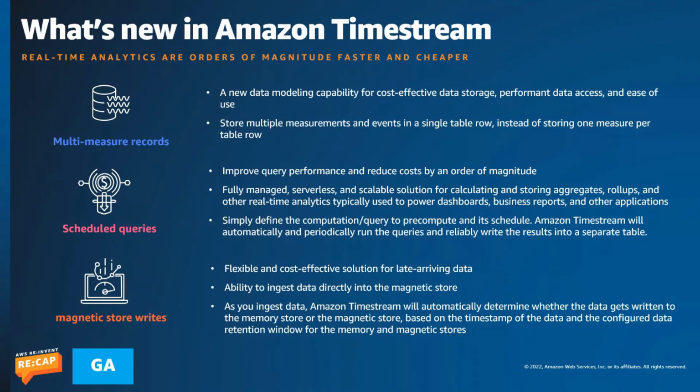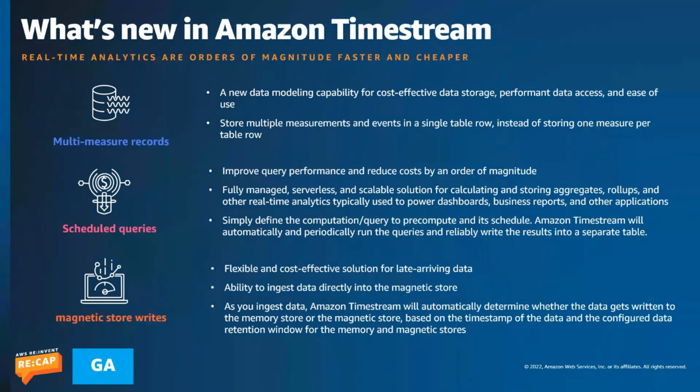Now, the second feature is multi-measure records. This is a new data modeling capability that enables you to write multiple time series measures in a single table row, instead of storing one measure per row. This optimized way of writing multiple measures will help you reduce the data stored in the table, which will help you lower the data storage cost, improve your query performance, and minimize the cost of your analytical queries.